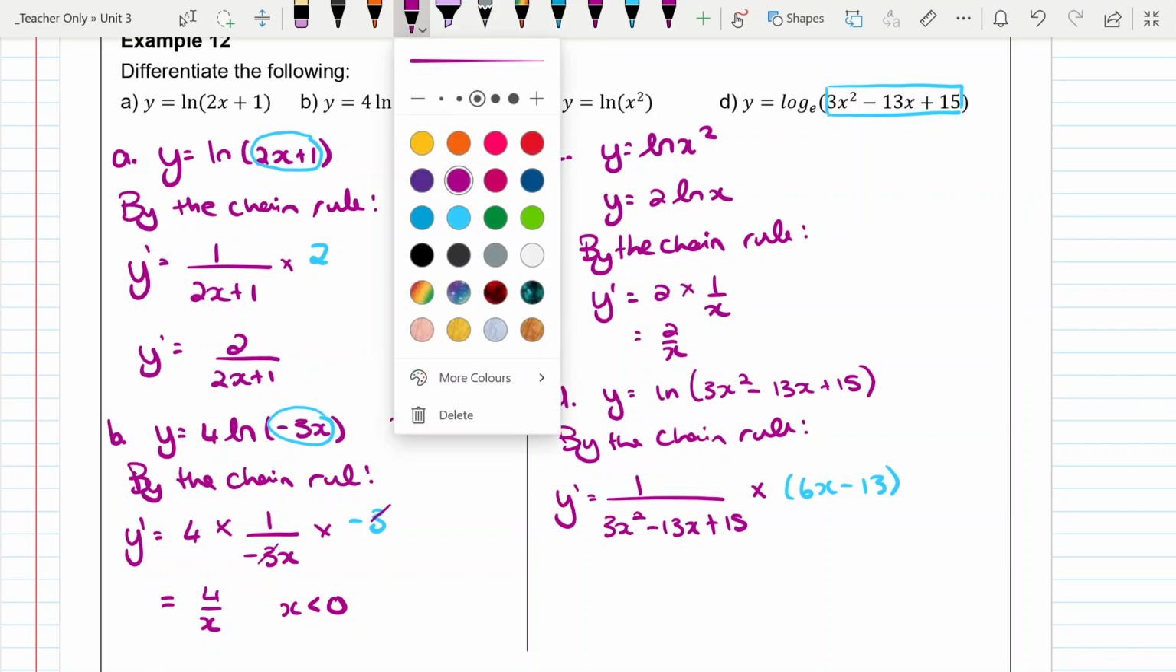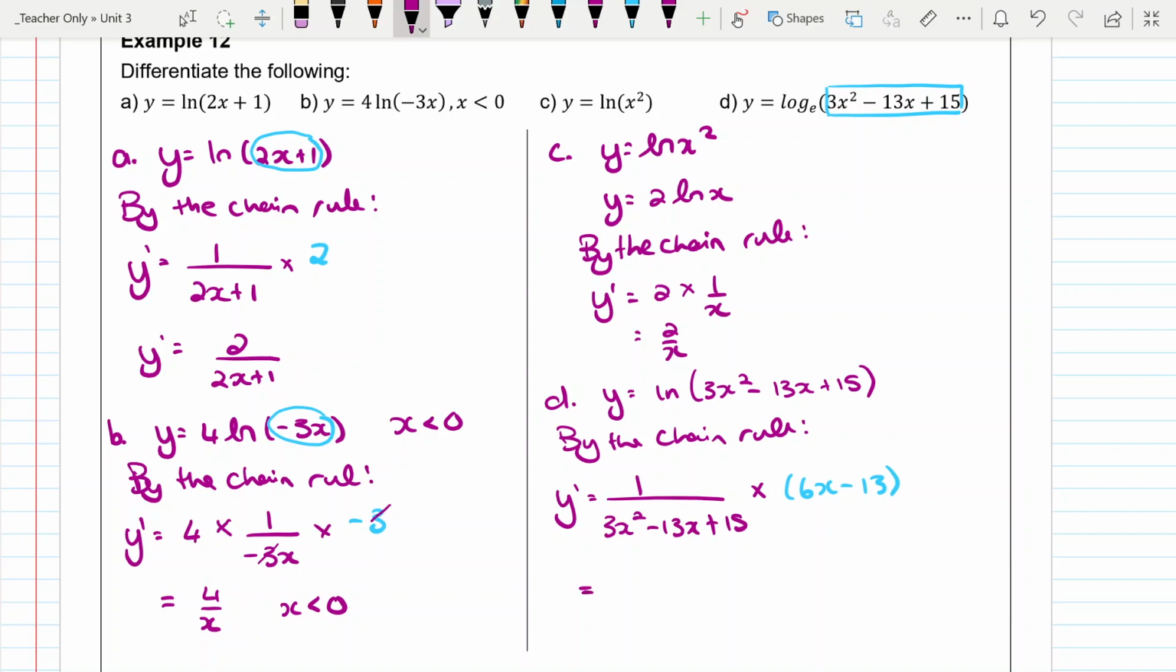And now I just need to make it look prettier, so I need to have my 6x minus 13 above and 3x squared minus 13x plus 15, keeping in mind that if I can factorize at this point and simplify further, that's what I should do.